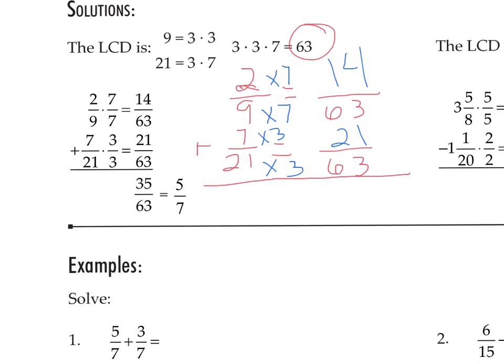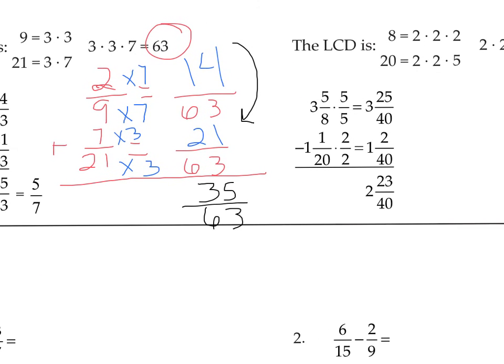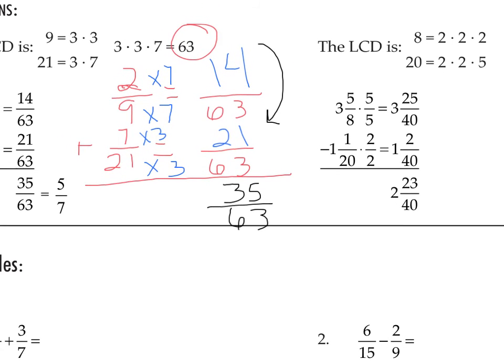And now we can add. The denominators are both the same, so the denominator will be 63. When I add the numerators, I get 35. Well, 35 and 63 both have a common factor of 7. So if I divide them both by 7, I get 5 over 9.